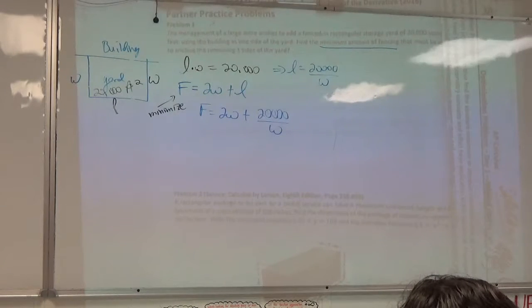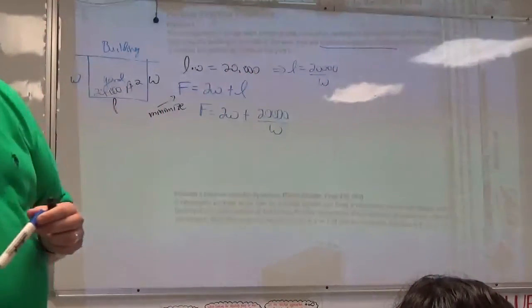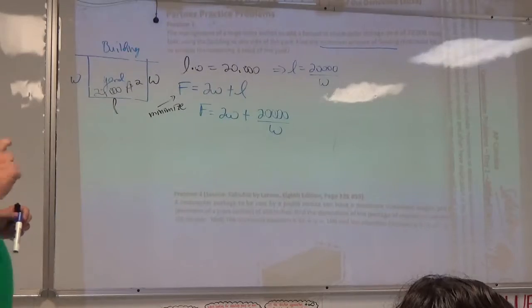What would those be? Just the width and then the width. What's the width? What's the smallest width you could have? What's the biggest width you could have?